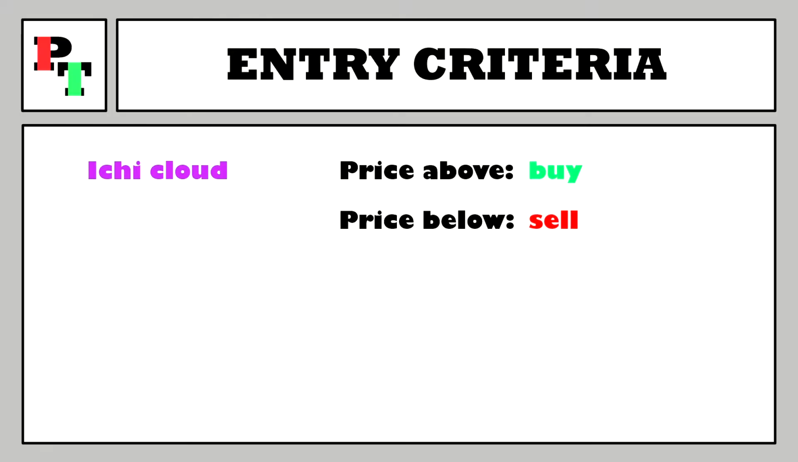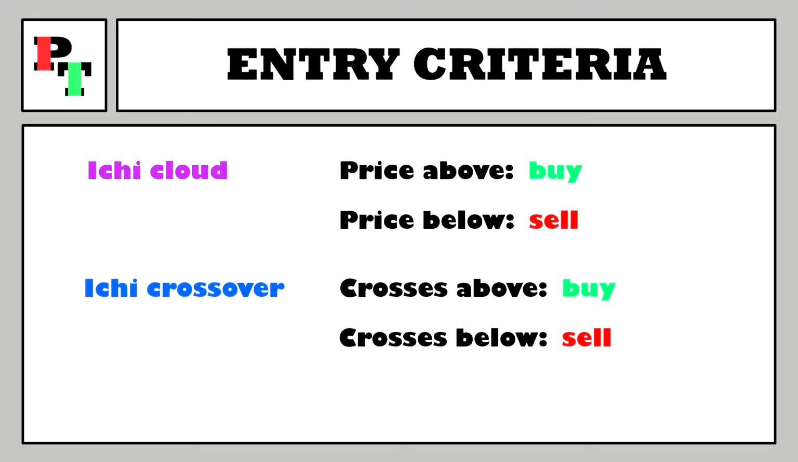But that's just our filter. We are not going to actually enter our trades based off of the cloud. We're leaving that job to the Tenkan-sen and Kijun-sen lines, the Ichimoku crossover. It's the basic signal that's always taught: when the faster Tenkan-sen line crosses above the slower Kijun-sen line, then we will enter a buy trade if our cloud permits it, and vice versa for a sell trade if the faster line crosses under the slower.